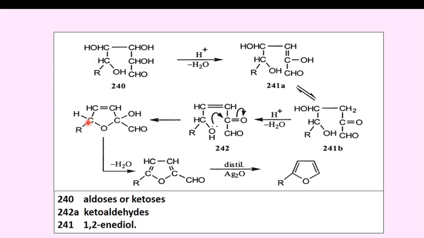After the cyclization reaction, one more water molecule is removed. Due to the release of this one more water molecule, it gives furfural. This OH is removed, so it gives furfural. And on further distillation, it gives substituted furan. So this is the overall mechanism for synthesis from carbohydrates, that is aldoses or ketoses.